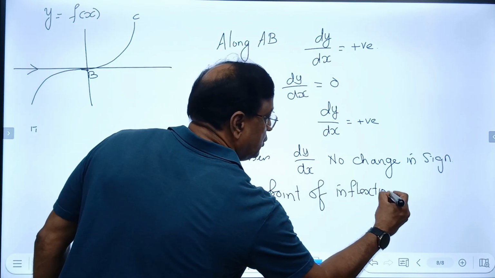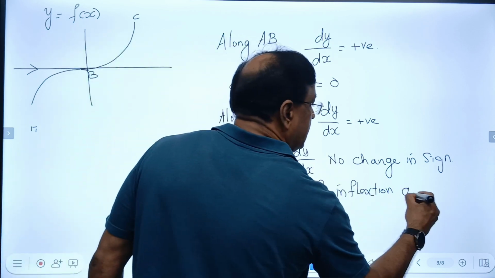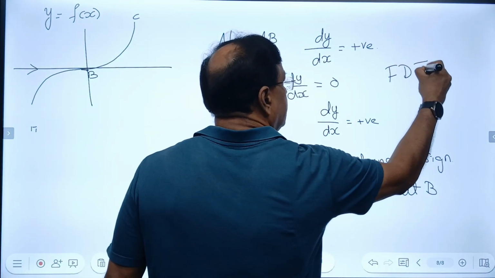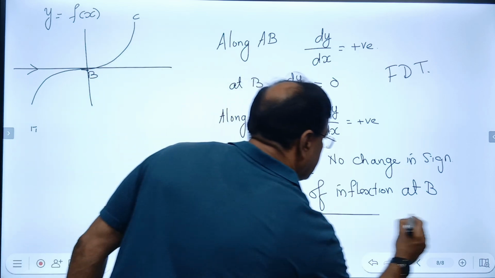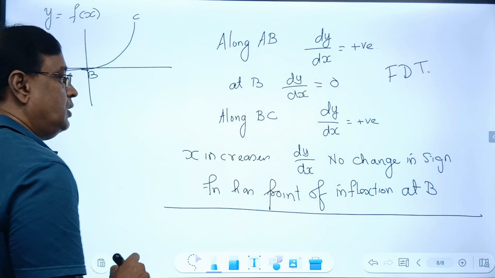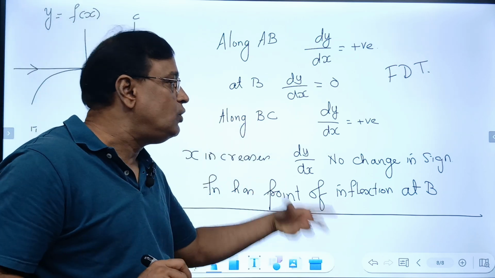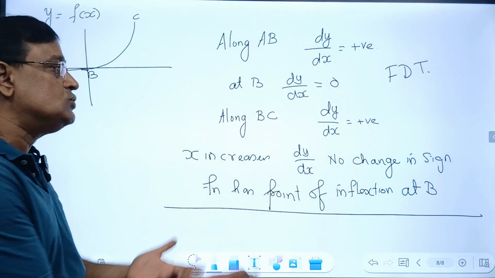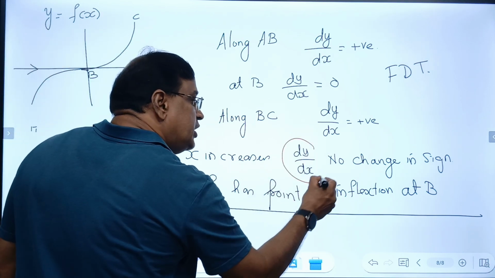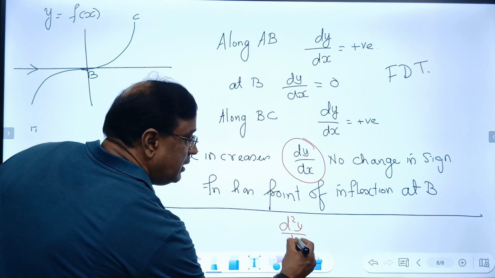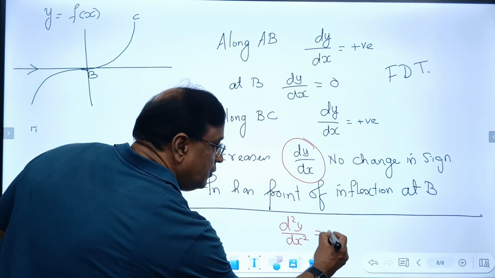Function has a point of inflection at B. This is once again called the first derivative test. Now look at the second derivative. It's very simple. How do I understand no change? No change means there is no change. So how do I understand no change in dy by dx? So d square y by dx square will be 0.